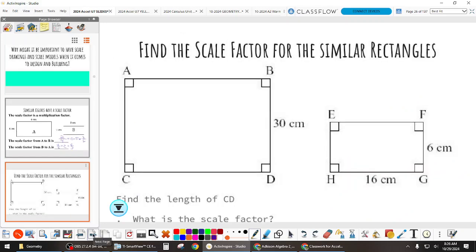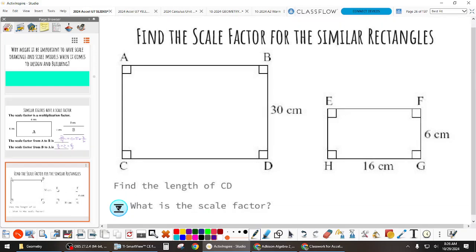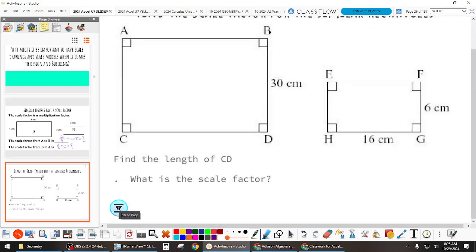Okay? How about this one? I don't want you to worry about the length of CD. I want to know the scale factor. What's the scale factor for this one? It's 5, right? So destination over origin. So scale factor is 30 over 6, which is 5. So now it says, what is CD? 80. What do we do?